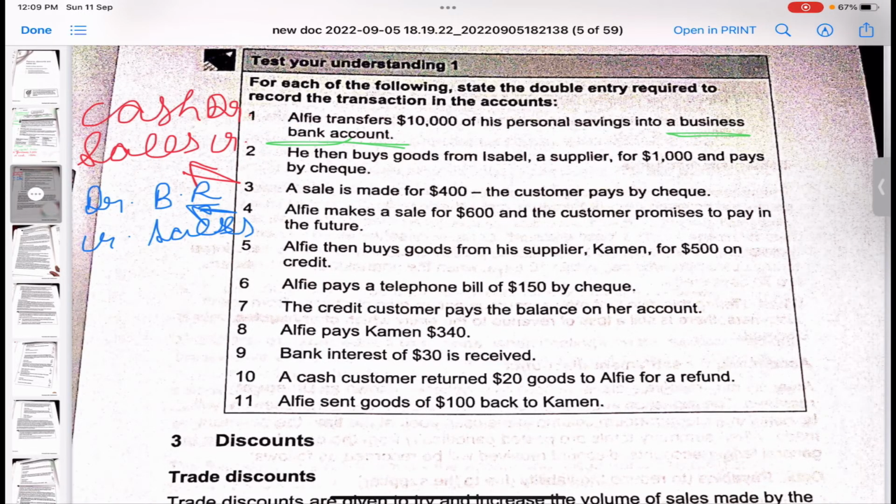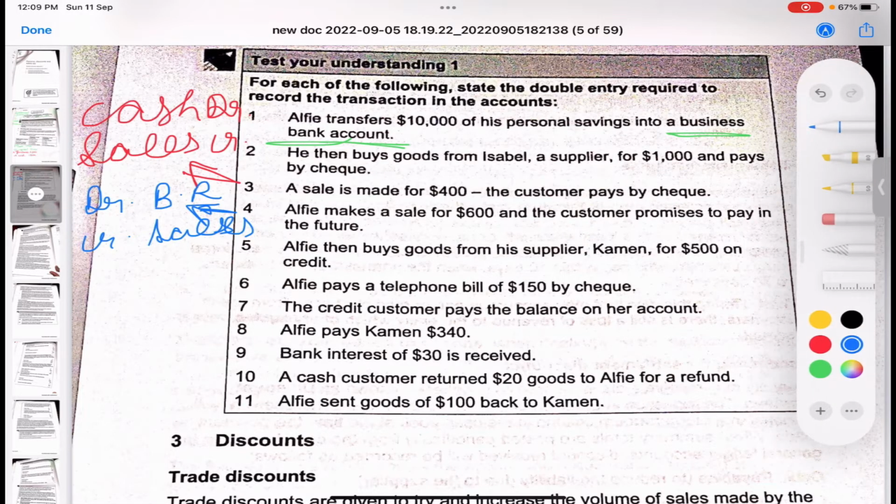Fifth one, Alfie then buys goods from his supplier Cayman for $500 on credit, which means bills payable, right? So debit the purchases account and credit the payables account. So this is nothing but debit the purchases account and credit the payables account.